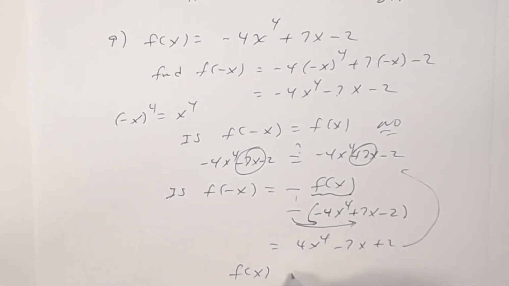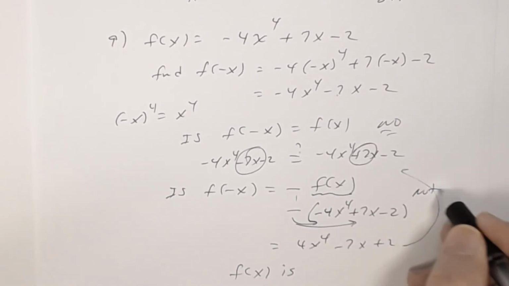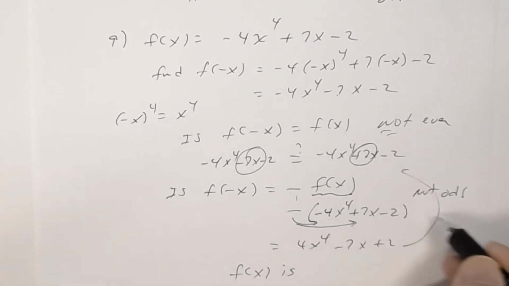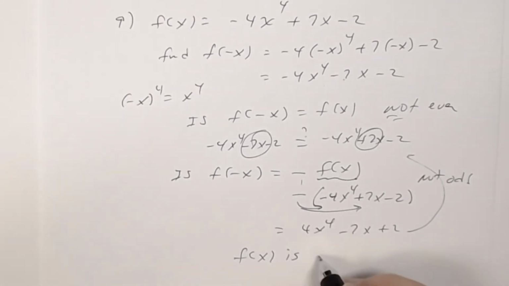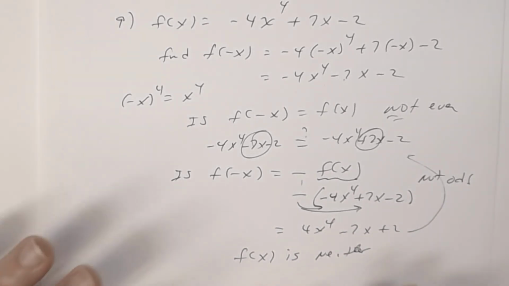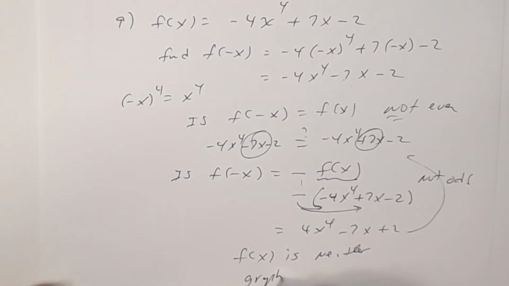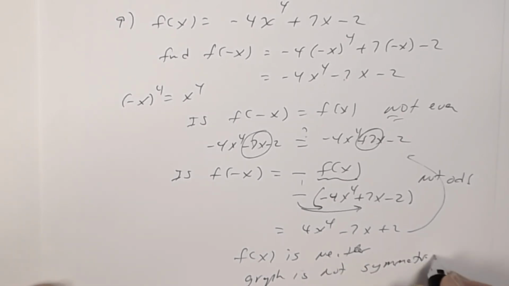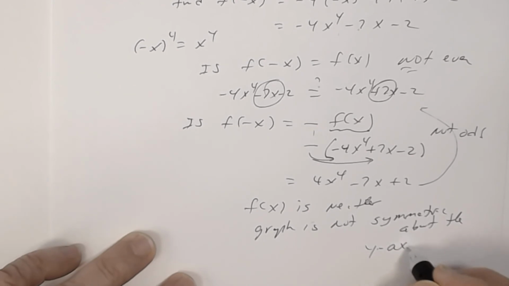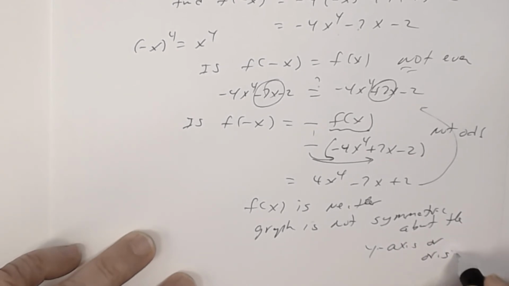All right, so this is not odd either, right? Not odd. So it's not even, it's not odd. So we say f of x is neither. Okay, so meaning that the graph is not symmetric about the y-axis or origin. That's what that means.